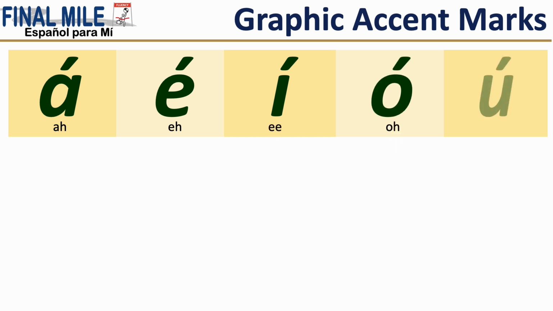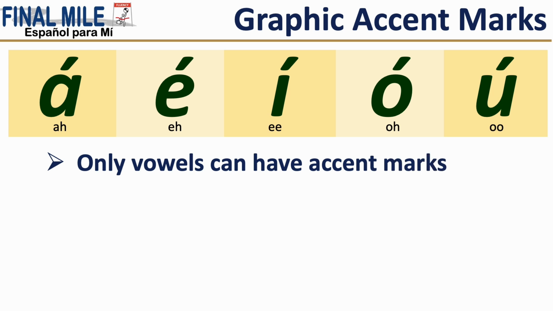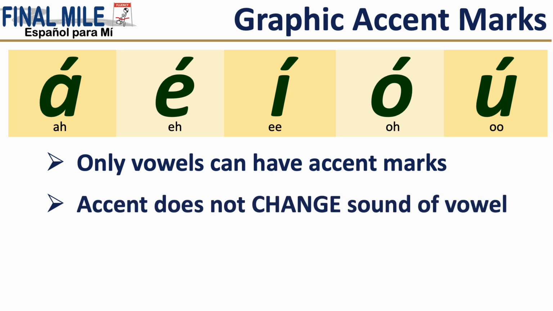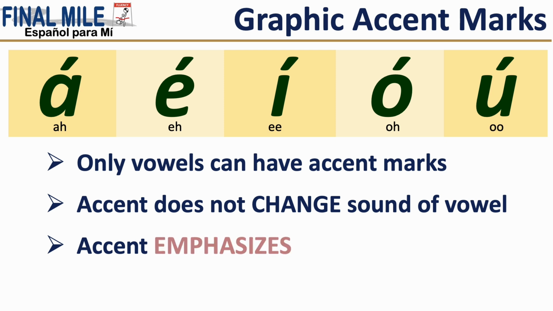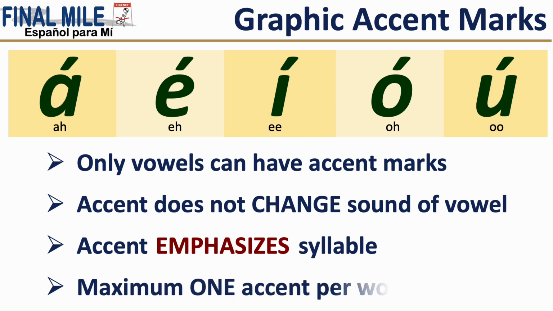o, u. In Spanish, only vowels can have graphic accent marks, unlike French or other languages, okay? Only vowels, and there's only one type of accent, so you're looking at it right now, okay? The accent does not change the sound of the vowel. It just emphasizes the syllable, okay? And there is a maximum of one accent per word. Maximum. There is no minimum. A lot of words don't have an accent mark, and we're going to talk about how we handle those.